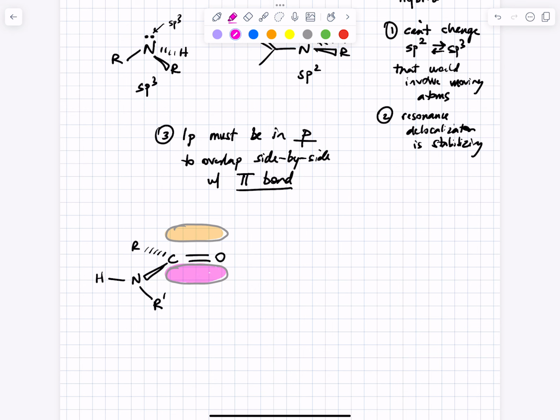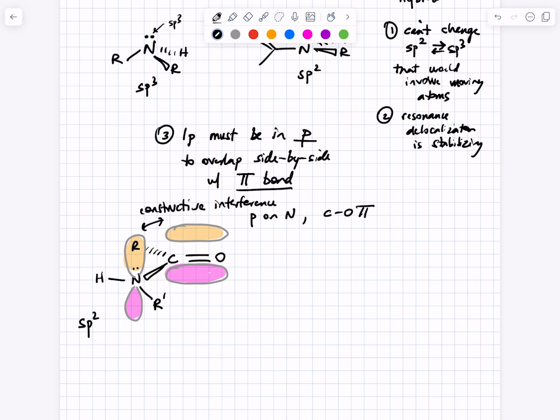If the adjacent nitrogen is indeed sp2 hybridized, that would mean the lone pair would be in a p orbital. And you can see how that adjacent p orbital could participate in constructive interference without forming a node between the p orbital on nitrogen and the carbon-oxygen pi orbital. That involves electron delocalization, and that's stabilizing.